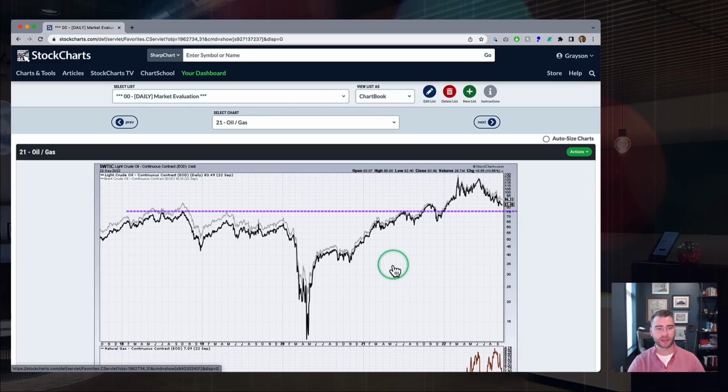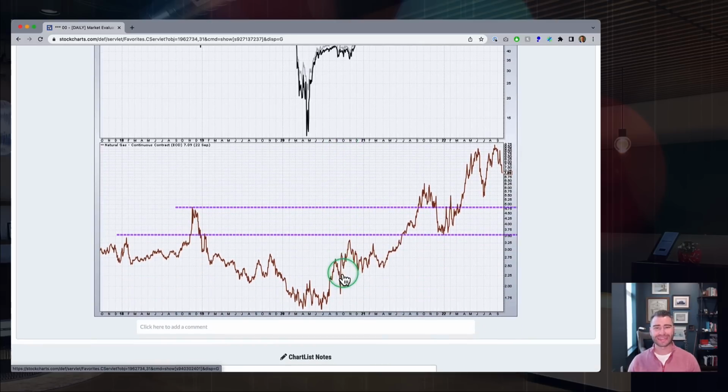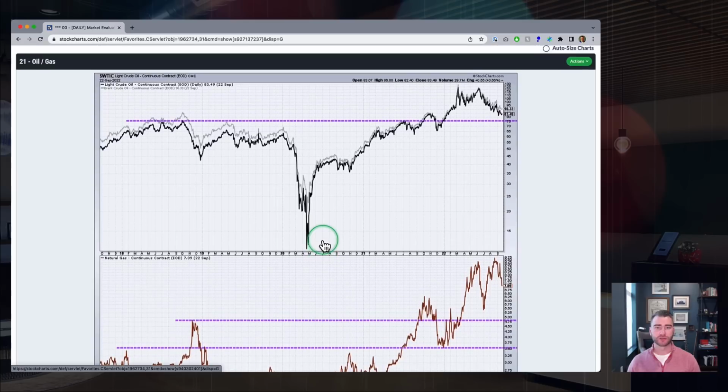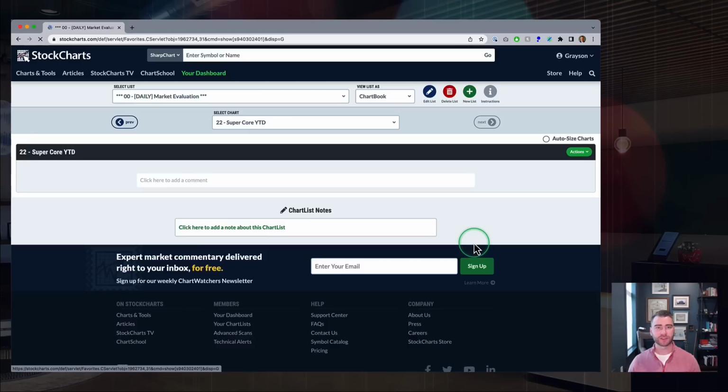I also like to keep an eye on oil and gas. So we've got a little bit of a multi-year look here at oil and gas. We've got West Texas International and Brent on that chart up top. Those move fairly similarly. We've got one in gray, one in black, but you can see oil and gas prices up at the top, and then also nat gas prices down below. So another key commodity that I like to keep an eye on here on a daily basis.